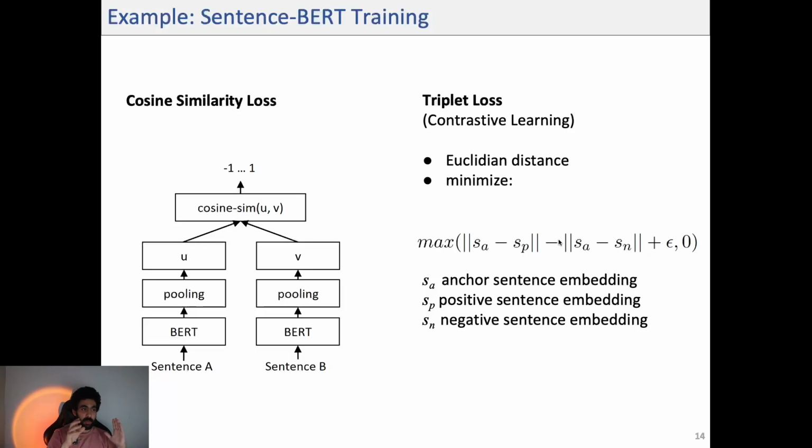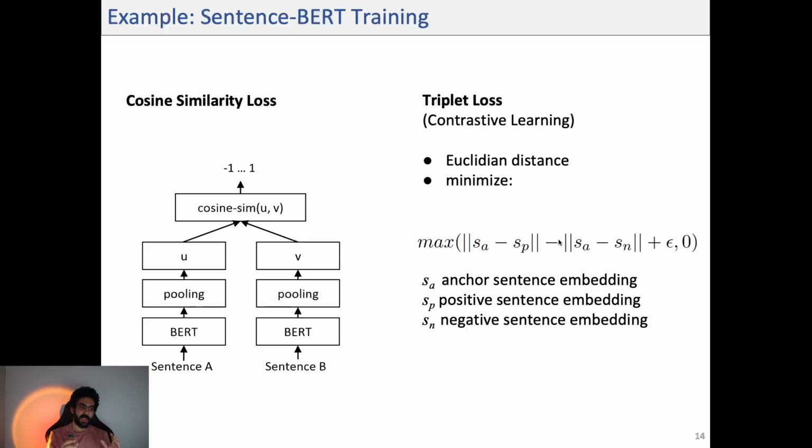This value ranges between -1 and 1, and the loss function tries to match it to a target similarity score, depending on how related the 2 sentences are. On the right side, we have triplet loss, which is a type of contrastive learning. Here we work with 3 sentences at once: an anchor sentence, the one we care about, a positive sentence, which is similar in meaning, and a negative sentence, which is different in meaning. So the idea is that we want the anchor and positive to be close together in the embedding space, and the negative to be further away.